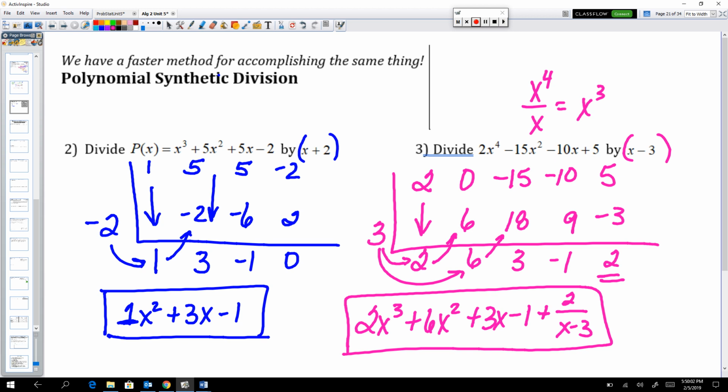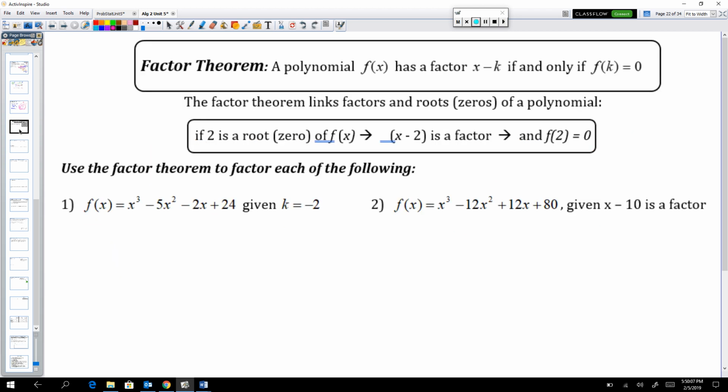All right, let's use this to talk about something called the factor theorem. The factor theorem states that if you have a polynomial and you're told there's a factor x minus k, and k is always some number, you also know that if you put k into the polynomial, it will spit out 0. That's what the factor theorem says. And what the factor theorem does for us is it helps us link factors and zeros to that polynomial.